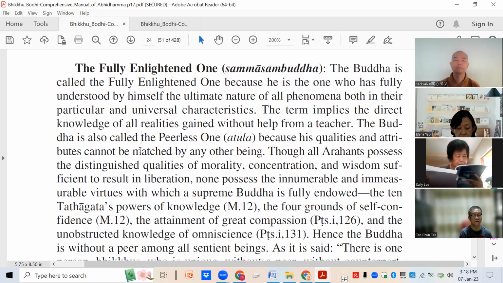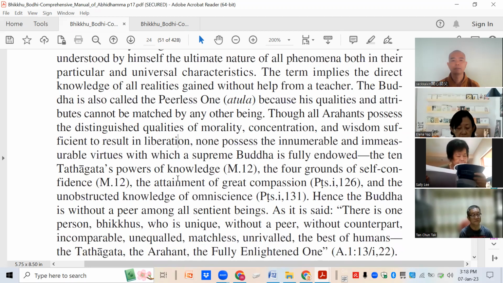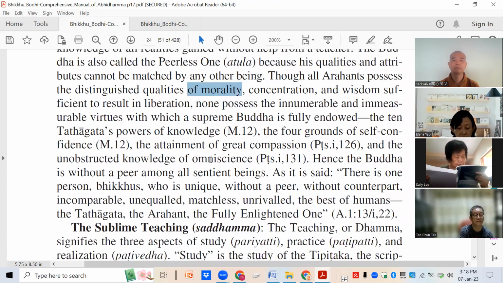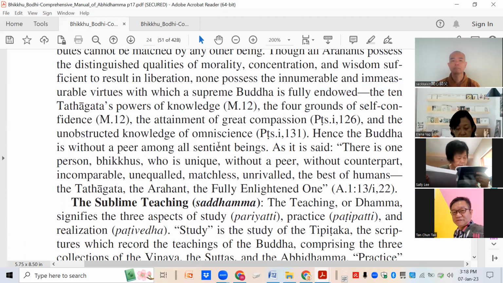The Buddha is also called the peerless one, Atula, because his qualities and attributes cannot be matched by any other being. Though all arahants possess the distinguished qualities of morality, concentration, and wisdom sufficient to result in liberation, none possess the innumerable and immeasurable virtues with which a supreme Buddha is fully endowed: the 10 Tathagata powers of knowledge, the 4 grounds of self-confidence, the attainment of great compassion, and the unobstructed knowledge of omniscience. Hence, the Buddha is without a peer among all sentient beings.